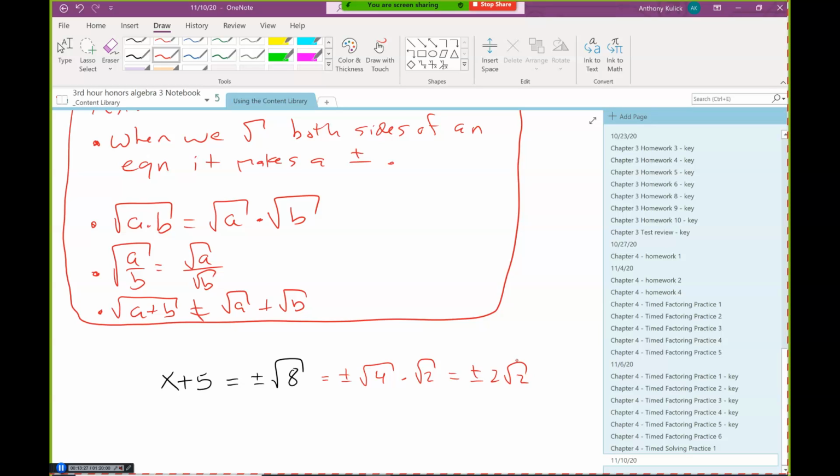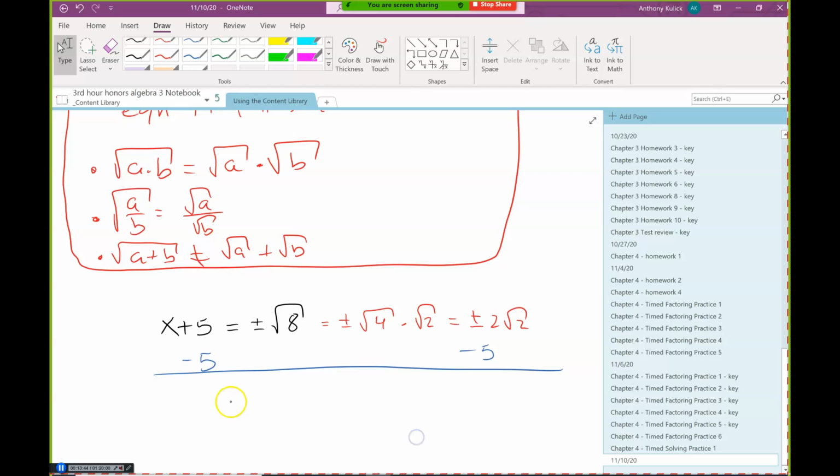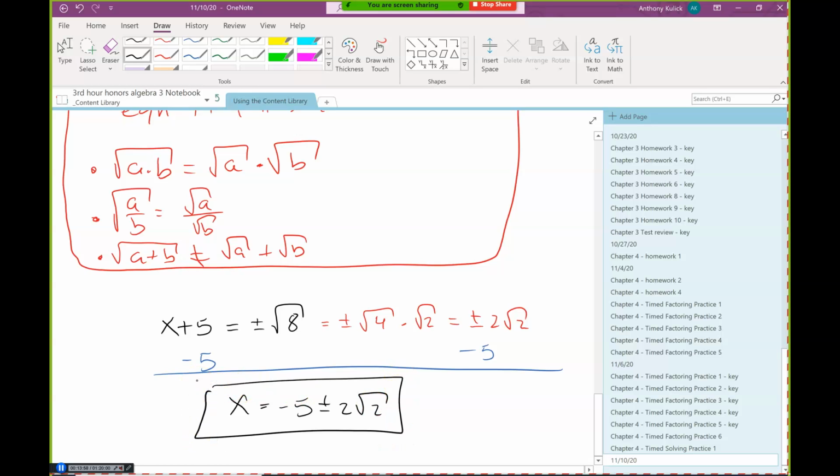Okay, but we're not done because we still have x plus 5, right? So we'll just subtract 5 from both sides. Now, can I combine the 5 with something that has a square root on it? No, those are not like terms, so we're just going to write it next to it. So there's our final answer. Is that okay?